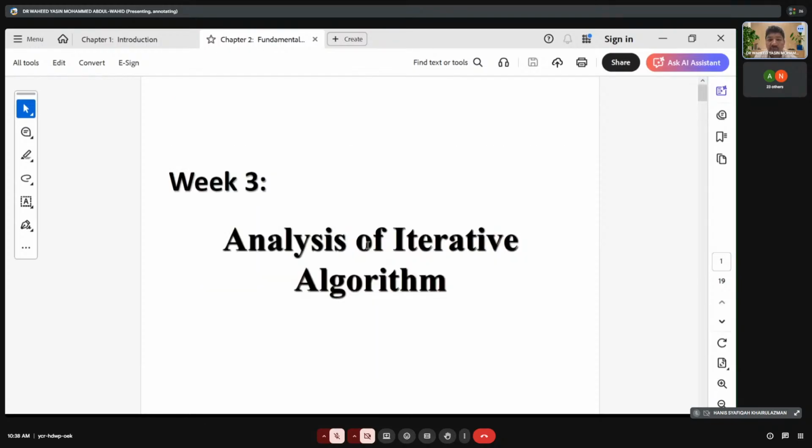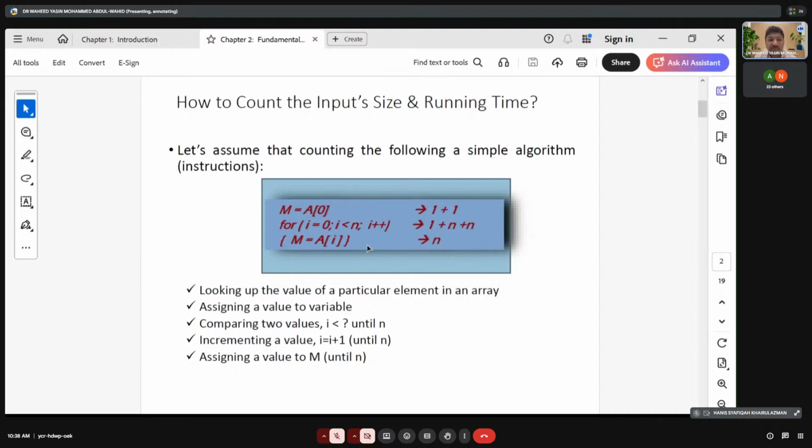So here we have analysis of iterative algorithms. How do we count input size and running time? Let's assume I want to follow a simple algorithm instruction: m = A[0], for i = 0, i < n, i++. Here we have 1 plus 1. Here we have 1 plus n plus n. Here we have n. How do we find this?